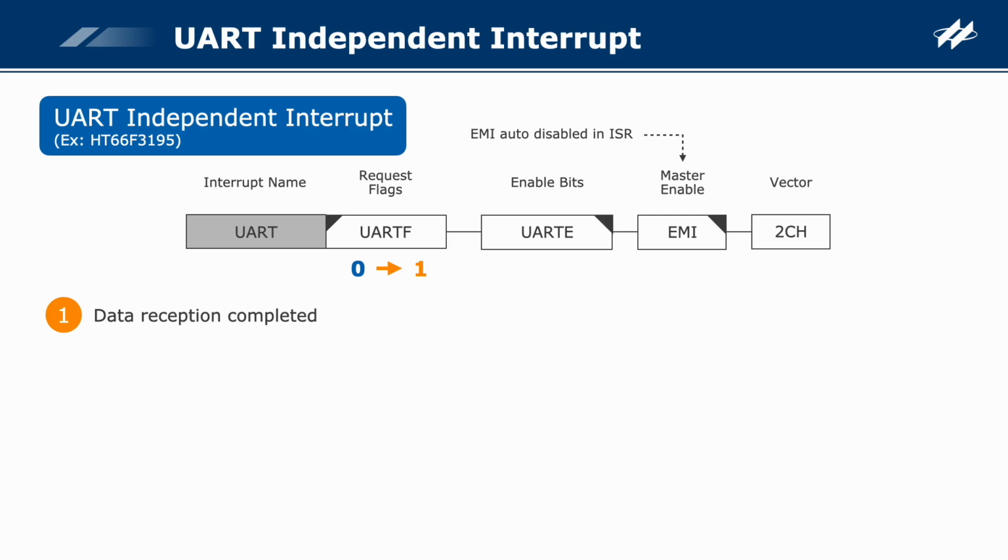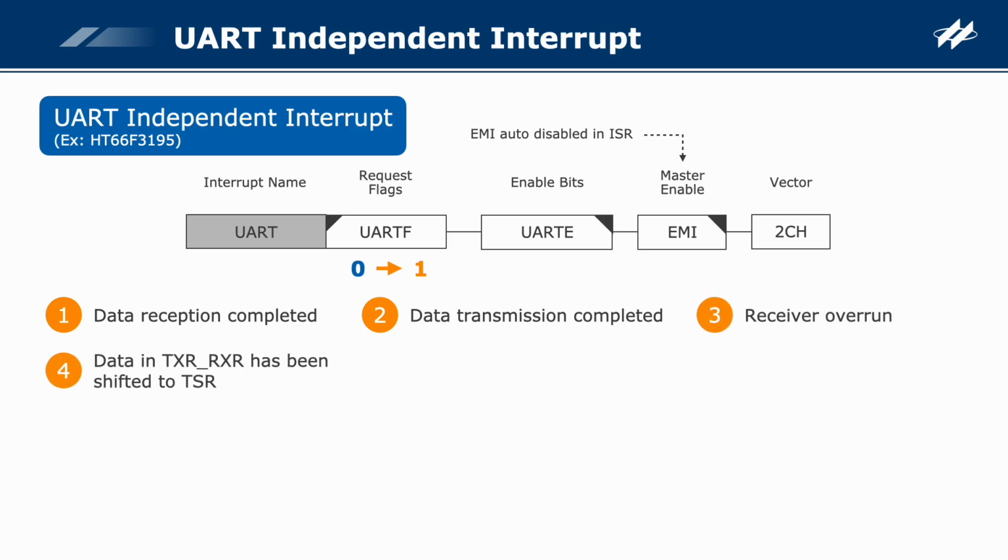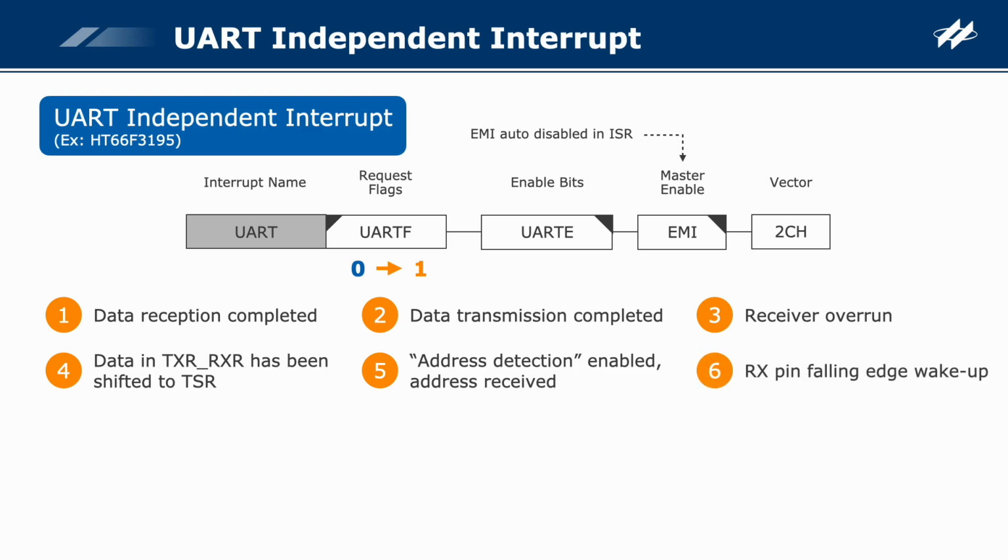First, the data reception is completed. Second, the data transmission is completed. Third, the receiver overruns. Fourth, the data in the TXR/RXR register has been shifted to the transmitter shift register TSR, which means the transmitter is empty. Fifth, the address detection is enabled and an address is received. Sixth, an RX pin falling edge wake-up occurs.